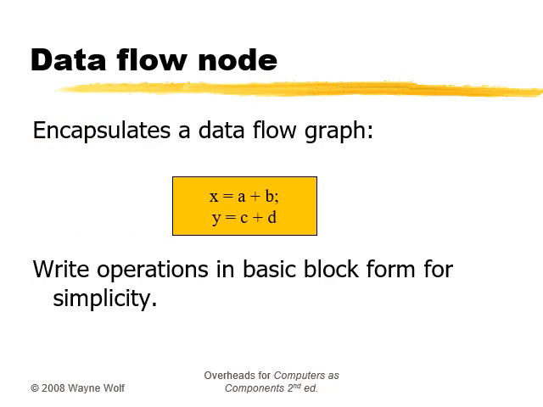Data flow nodes basically encapsulate a data flow graph. You can see that we have x = a + b and y = c + d, and we are going to encapsulate this data. So a data flow node will encapsulate the data flow graphs, written as a basic block form for simplicity. As we have seen, we have basic block forms. So basically we are going to use this data flow for our control flow, so on a certain control we will execute this data flow.